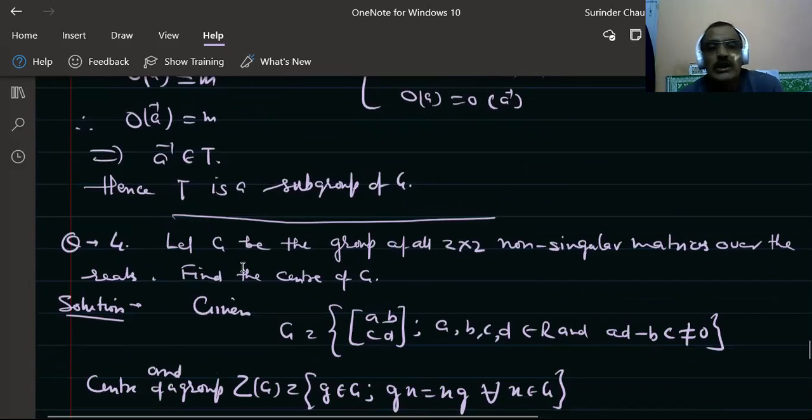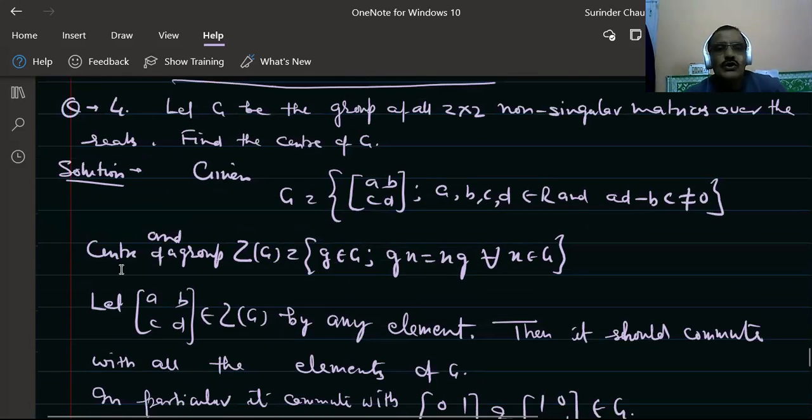Now let G be a group of all 2 by 2 non-singular matrices over the reals. Find the center of G. Now you want to find the center. What is the center? How to find the center? Given that G is a group of non-singular 2 by 2 matrices, non-singular meaning determinant not equal to 0, and over the reals, their elements A, B, C, D are real.